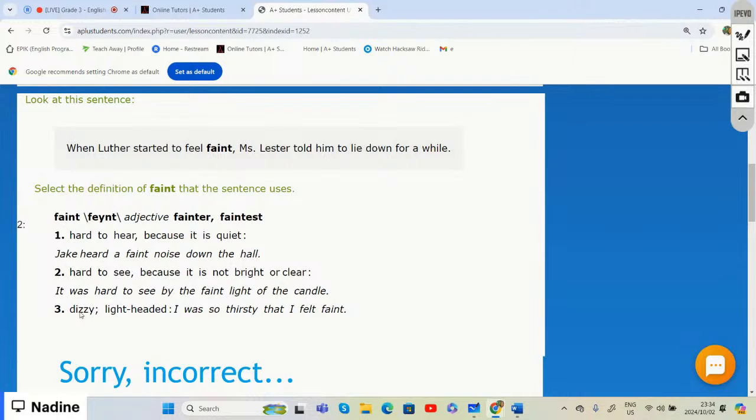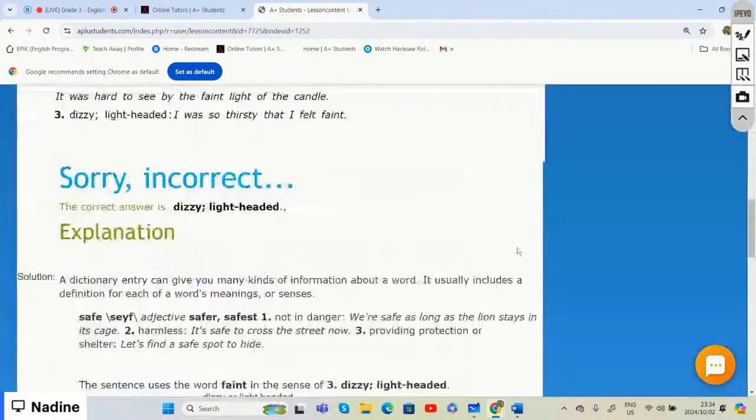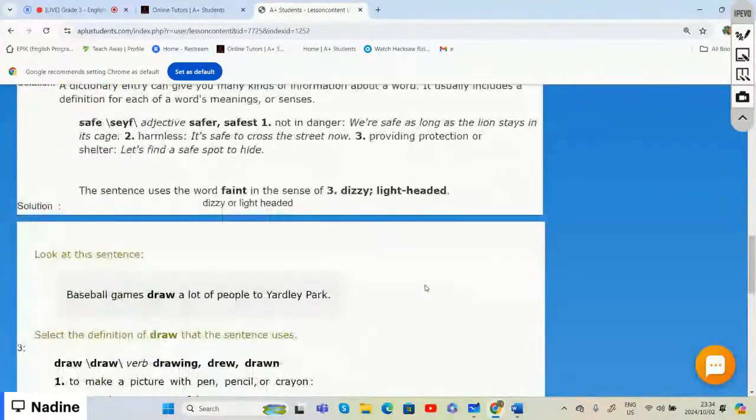All right. And if we look at that sentence, right? Actually, if we look at the meaning of that word, we can say which definition of faint is being used. Option three is being used because if the miss told him to lie down, then it means that he felt dizzy and lightheaded. All right, let's do one more and then we go to our test.